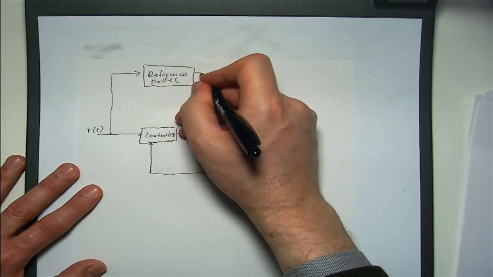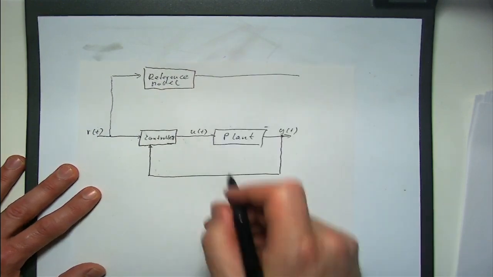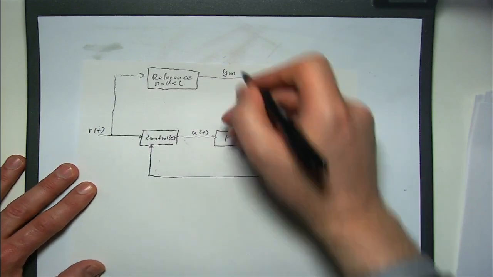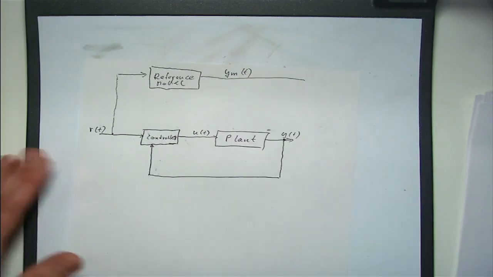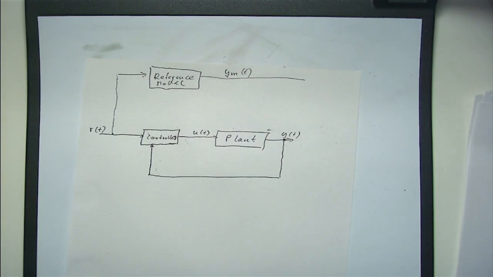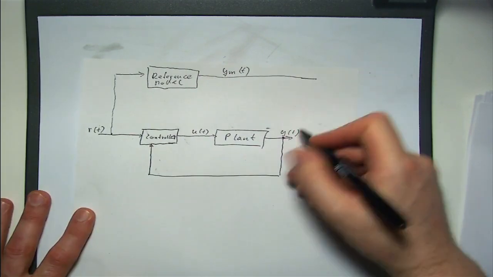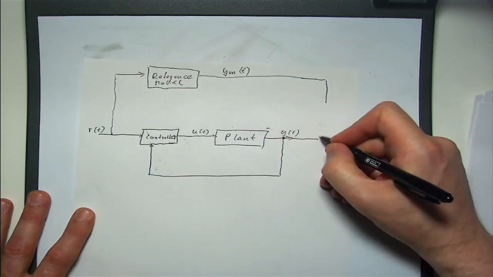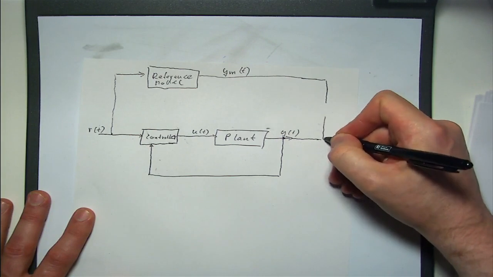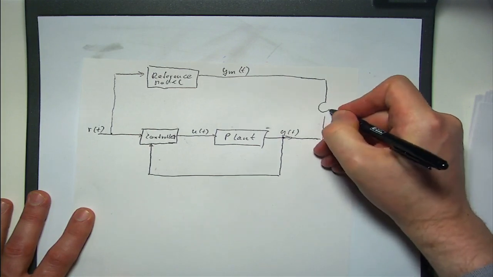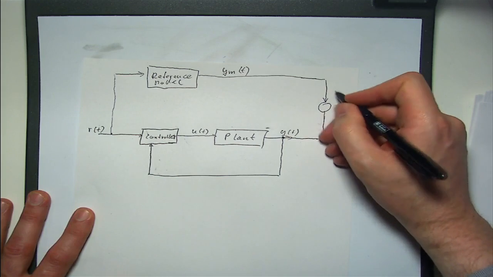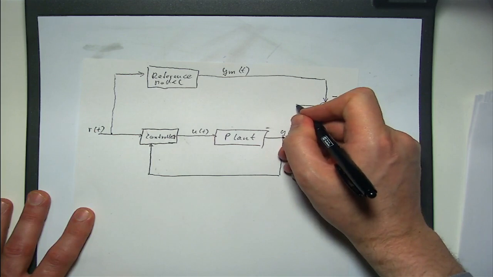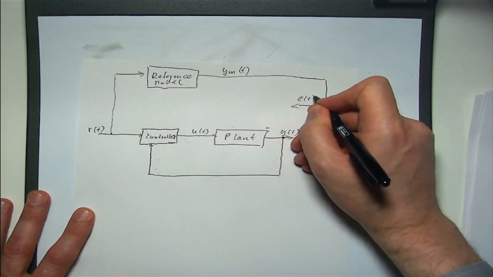Okay. And there is then also the reference model, which has an output ym. So, in principle, we want y and ym to obviously match each other. So we want this error here to become 0. Right?